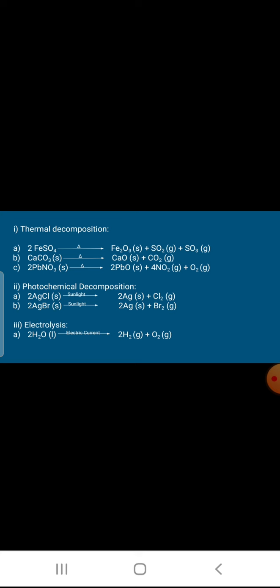Third decomposition reaction is electrolysis, means by bringing the reaction in the presence of electricity. This reaction is when water is heated, or we can say when energy in the form of electric current is provided to water, it will give out hydrogen gas and oxygen gas.